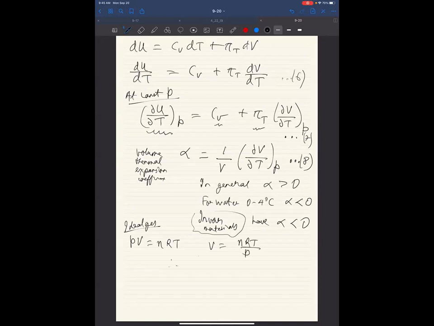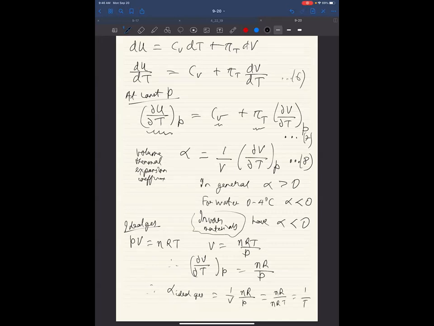So if you calculate partial volume by partial temperature at constant pressure, that's going to be nR by P. Therefore, alpha for an ideal gas would be 1 by volume multiplied by nR by P. What is in the denominator? We have PV. So nR divided by nRT is equal to 1 by temperature.